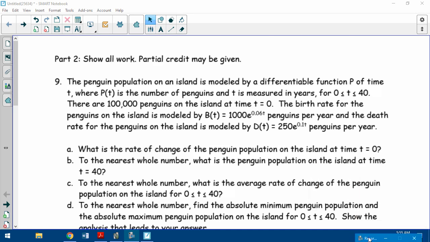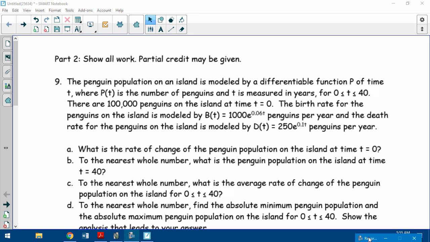All right, I just want to do a quick explanation of the penguin problem for you. Penguin population on an island is modeled by a differentiable function P of t, where P of t is the number of penguins and t is measured in years from 0 to 40. There are 100,000 penguins, that's a lot of penguins, on the island at time t equals 0.